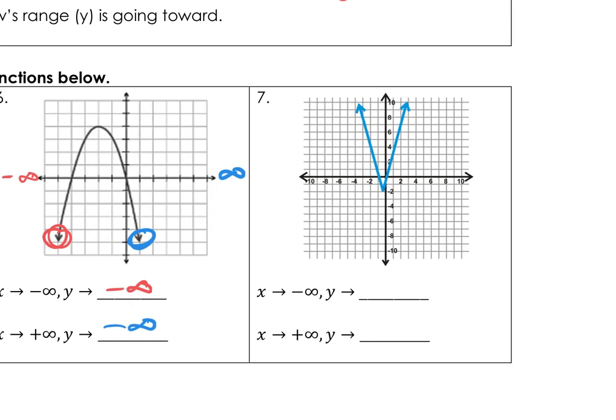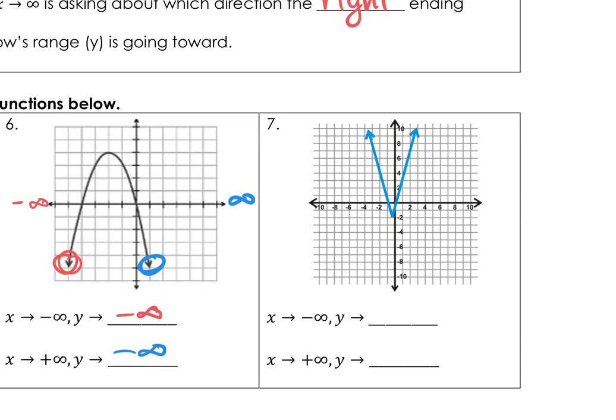Last one, number 7. As x approaches negative infinity, negative infinity is the left arrow. Which direction is that left arrow going? Up. So that means that y is going towards positive infinity. And as x approaches positive infinity, that means the right side of the graph. What's the right arrow doing? Going up, which means y is going towards positive infinity.